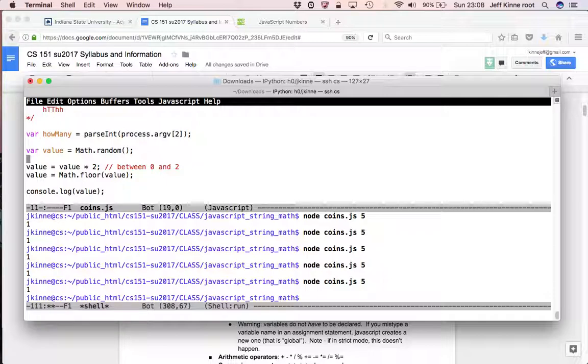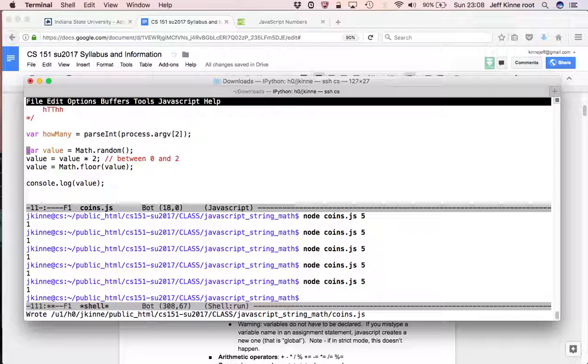Okay, so this part here was the part that flips the coin, basically. So now I'll say if value equals 0, then it's a head. Just put that there for now. Otherwise, it's a tail.